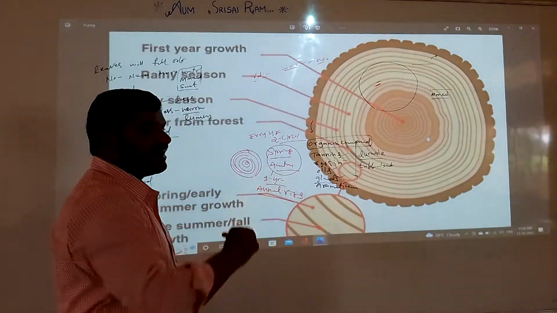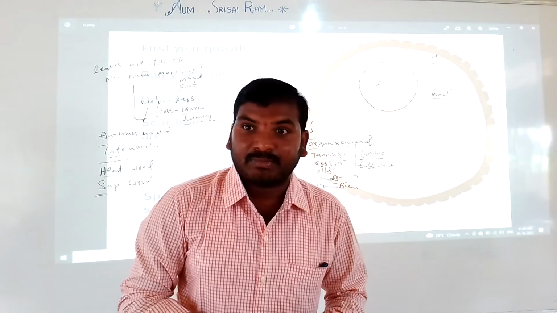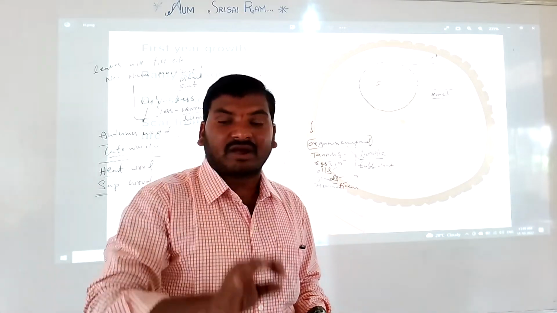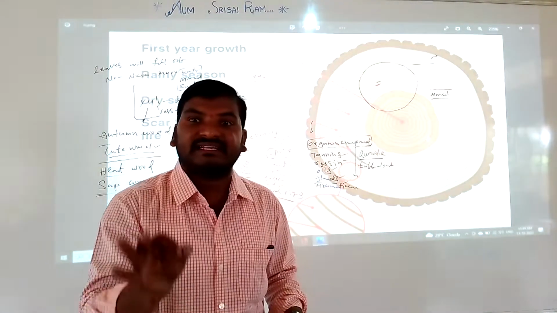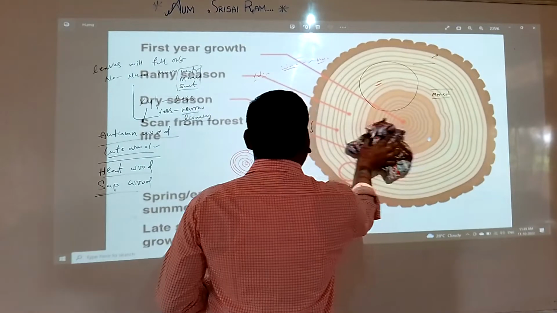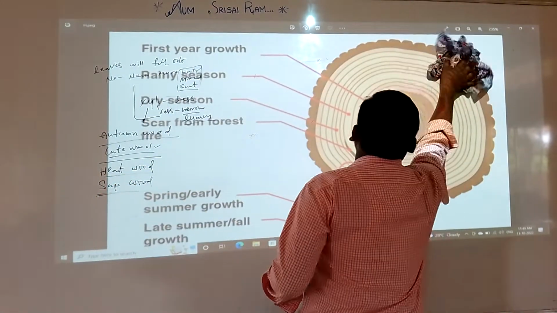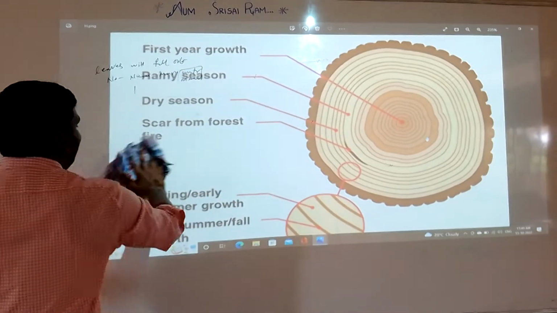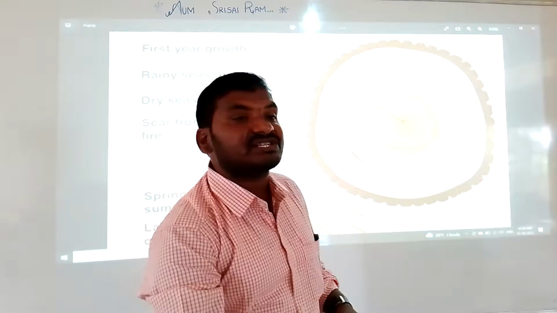So what is the importance of the annual rings? By counting the annual rings, we can estimate the age of the plant. Got my point? What is the point I told? By counting annual rings, we can estimate the age of the plant.